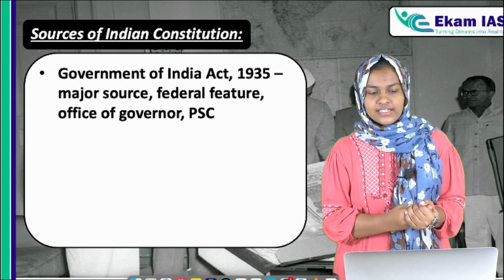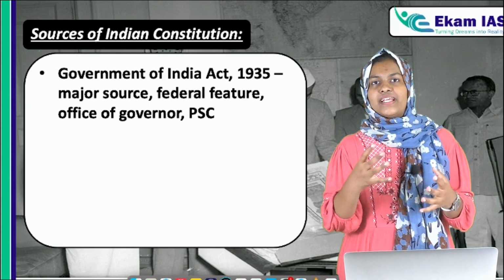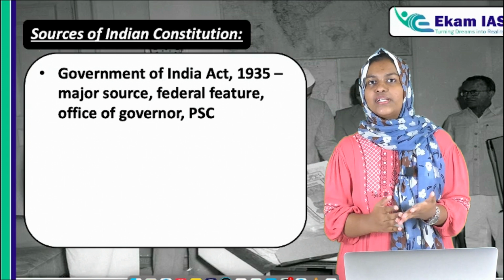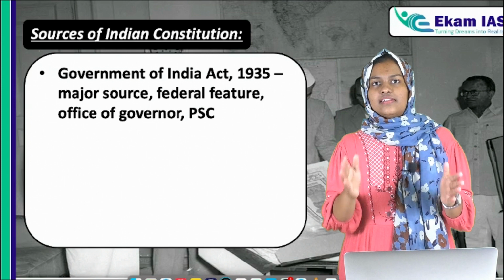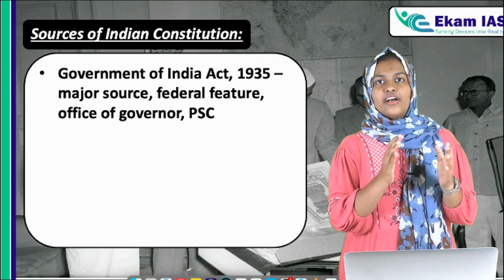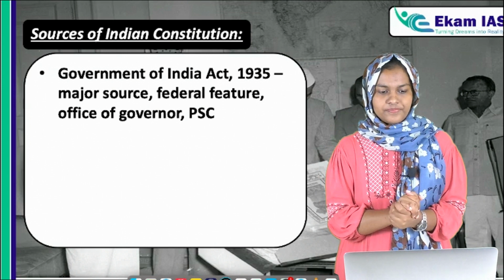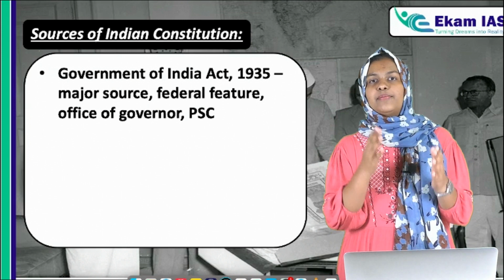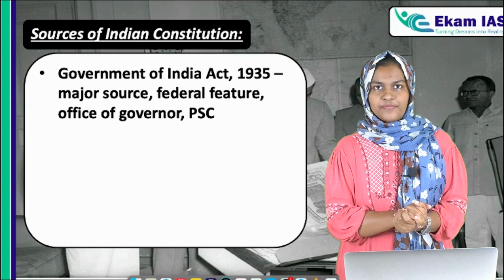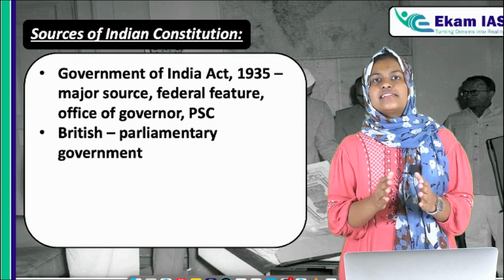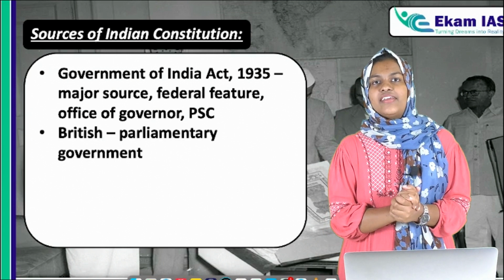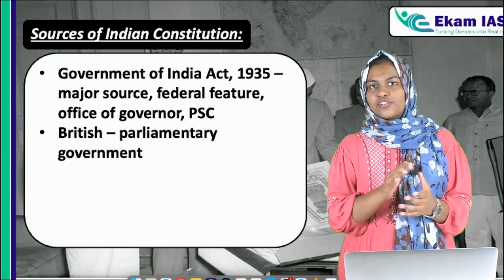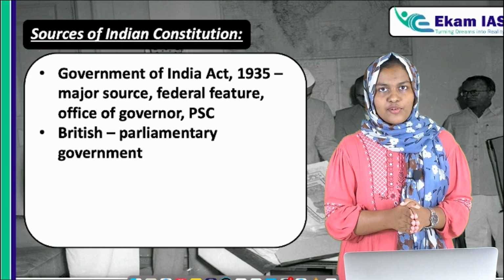It is a colonial act, and the major feature is the federal character, especially the federal list, that is the union list, state list, concurrent list. That idea was taken from the Government of India Act 1935. Other features include the Office of Governor, the Public Service Commission, etc. Next, the British Constitution. Obviously, we have taken some of the features from the British Constitution. One is the parliamentary form of government.